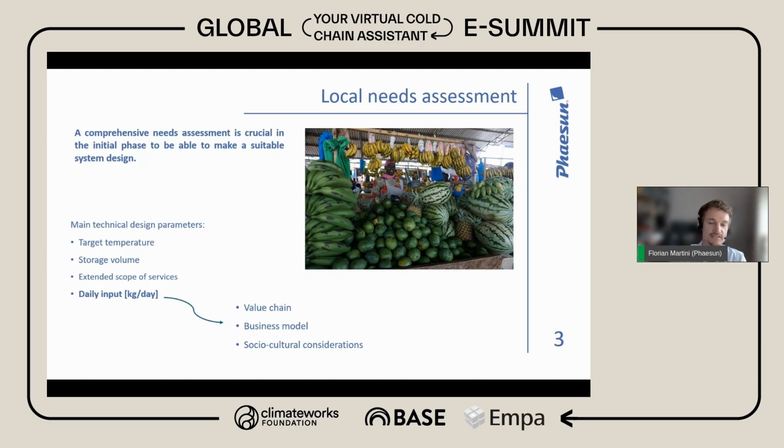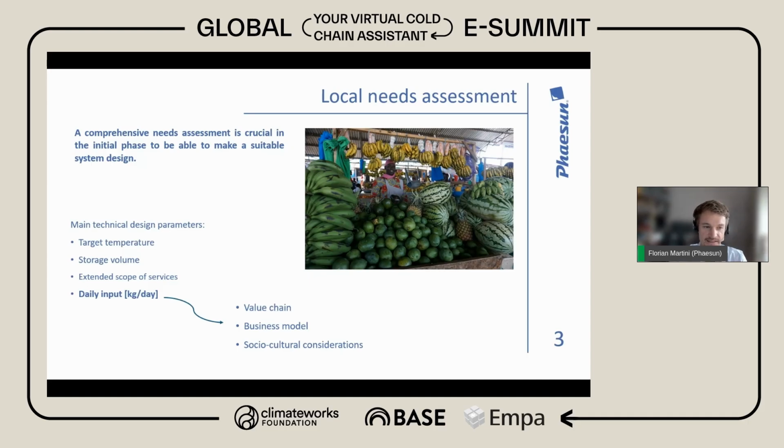And then, of course, there's a whole range of productive use appliances like carpentry, oil pressing, grain milling, and there are many more options that are there to enhance your business model. So it's always worth it to consider that. And last but not least, the most important parameter with the highest impact on the cooling capacity is the daily input. So how much produce would you put in a cold room per day?